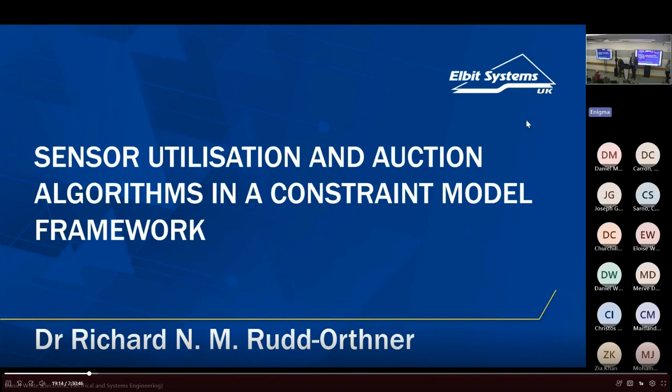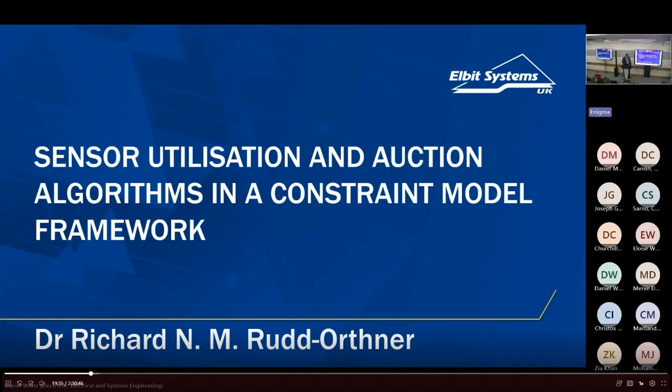Algorithms in a constraint model framework. So what an honor to be here today, really. And ironically, I have just come from St. Leonards, which is indeed one of the childhood homes of Alan Turing. And I can't promise that this is in any way a contribution that equals his, but I hope you enjoy it anyway.